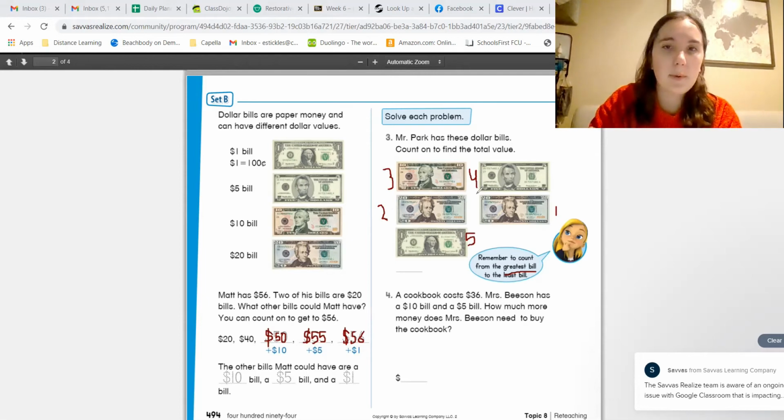And then I have a 5, so that'd be my 4th bill. And then my $1 bill is my smallest, so it'd be my last one. It'd be my 5th bill. So now I'm going to count them up in my head. You can always write the values down, you guys. It's completely up to you.